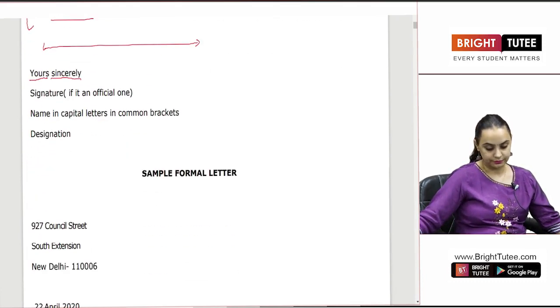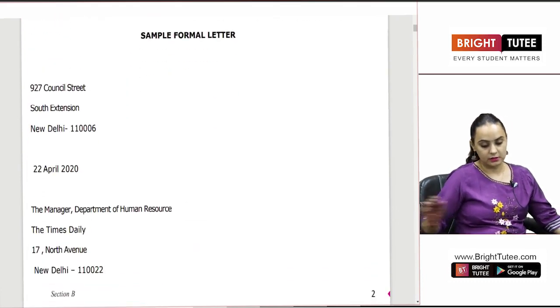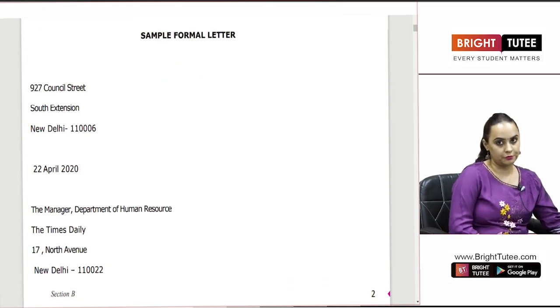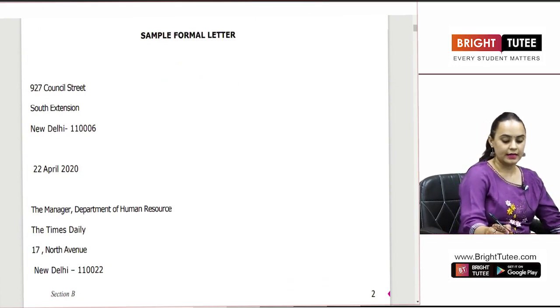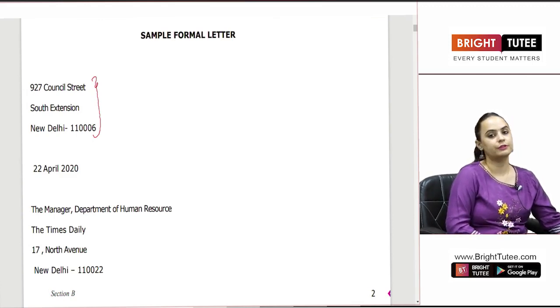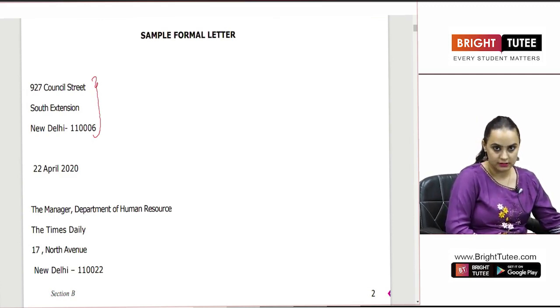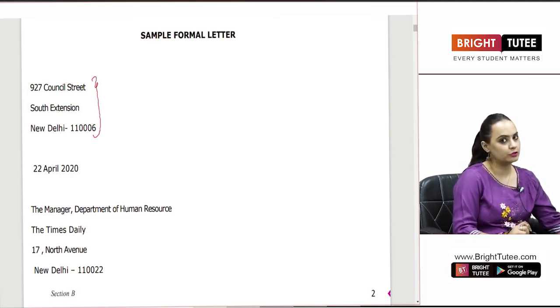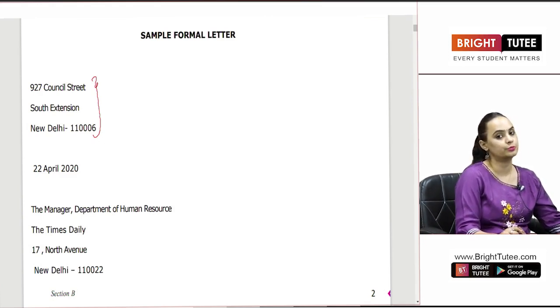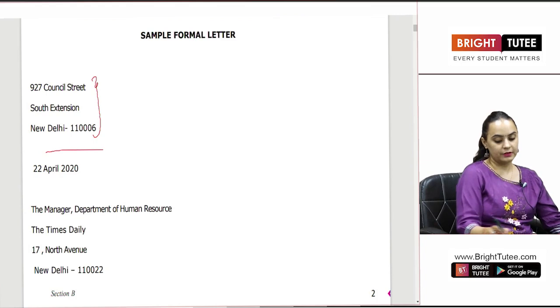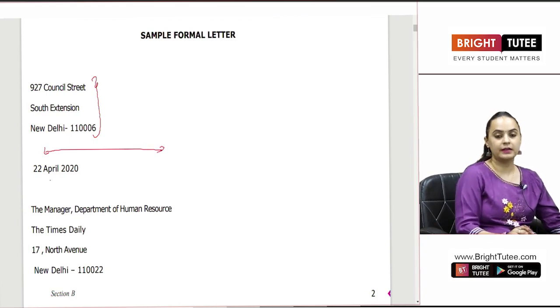Now, let us look at the sample of a formal letter. Like I told you, in the first 3 lines we write the sender's address. The one who's sending the letter, his or her address is written. So 927 Council Street, South Extension, New Delhi 111006. We leave a line and then we write the date.